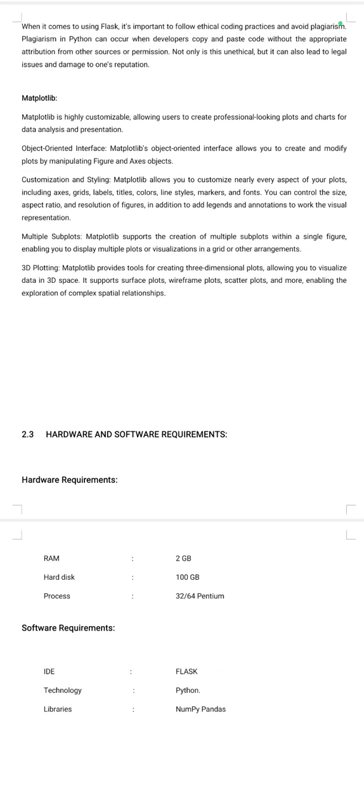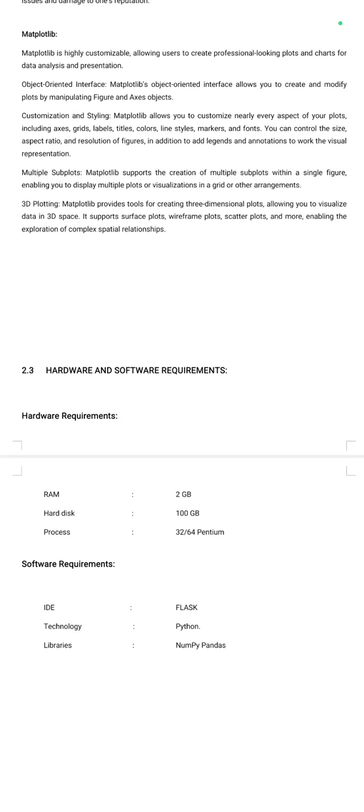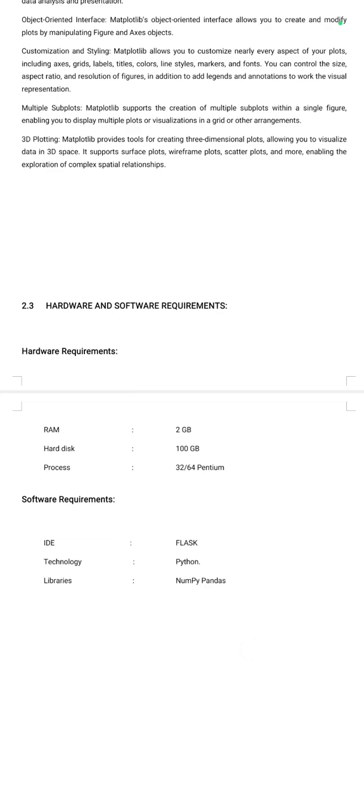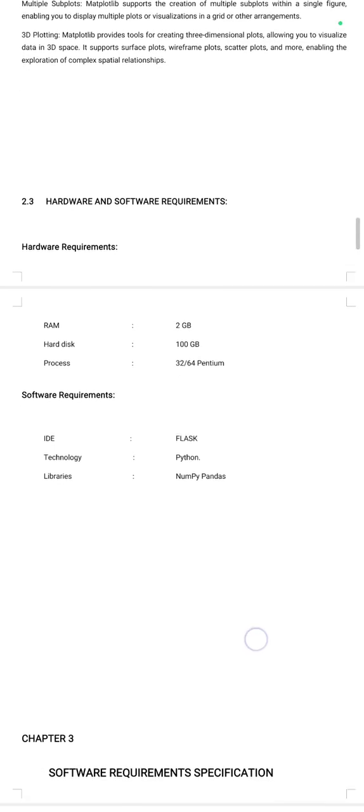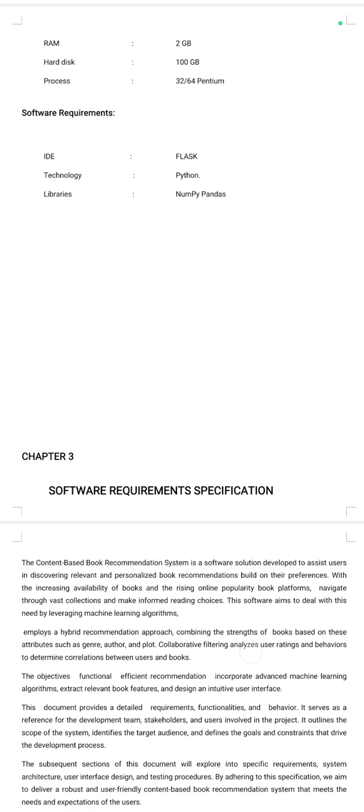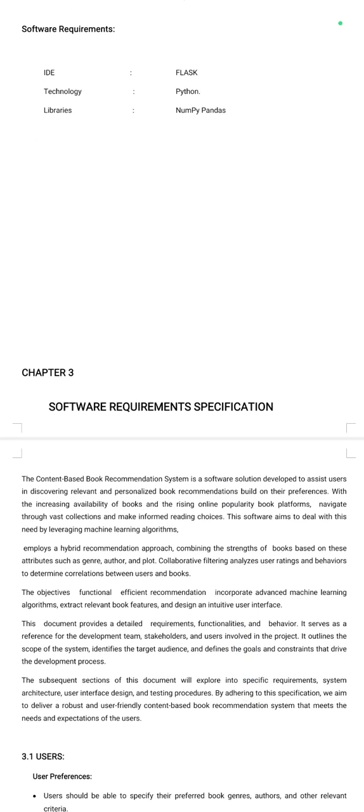Hardware and software. Hardware: RAM 2 GB. Hard disk: we have to use 100 GB. Processor: 30 to 40 platinum. Software requirements: IDE, Flask technology, Python. Libraries: NumPy, Pandas. Next is chapter 3, software requirement specification.